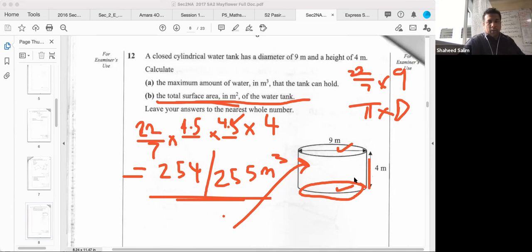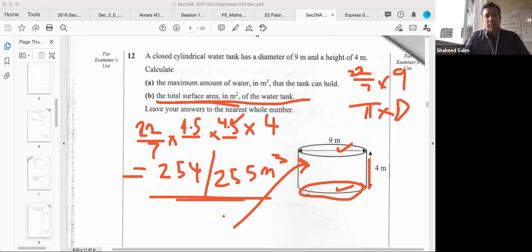So here we go. This one now you find 22/7 times 9, then you times by the 4. You get curved surface area. So how much you get? 22 divided by 7 times 9 times 4. You get 113. And then 22/7 times 4.5 times 4.5 times 2, because there are 2 circles here. This one is 127.